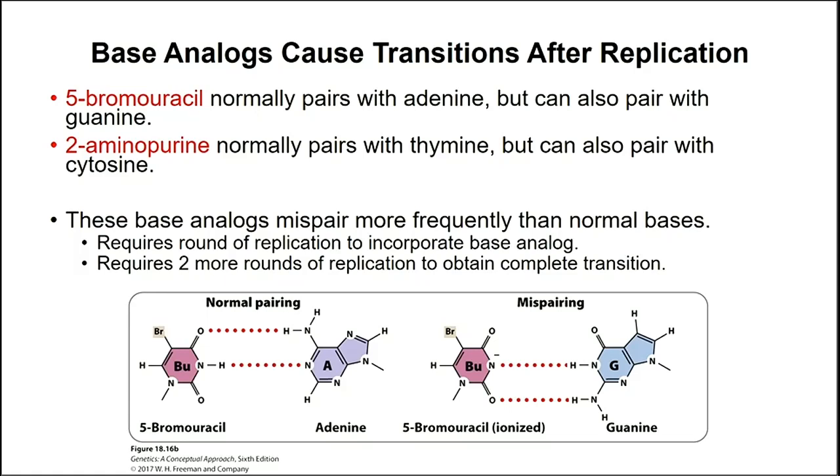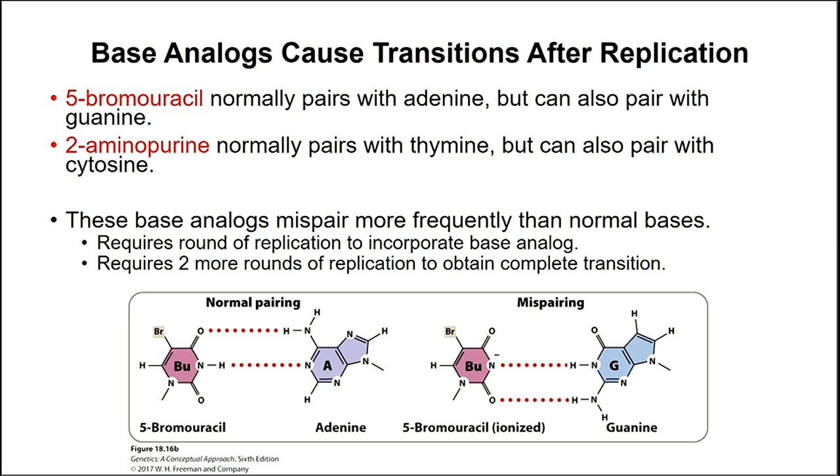Base analogs. Okay, so we have a 5-bromouracil. So 5-bromouracil is a base analog. That's not a normal base. This 5-bromouracil normally pairs with adenine, but it's more likely than a normal thymine to mispair. It can also pair with guanine. 2-aminopurine normally pairs with thymine, but it can also pair with cytosine.